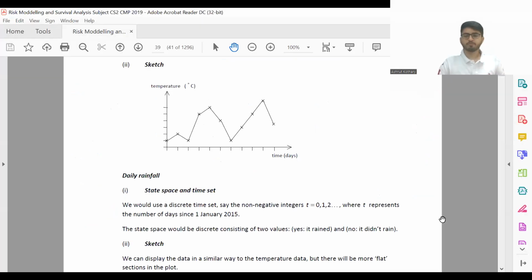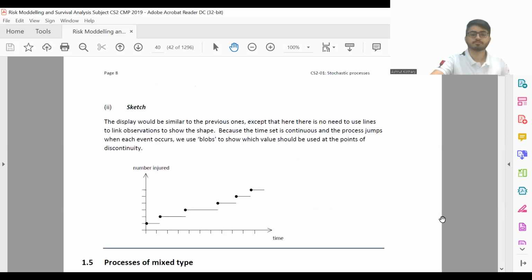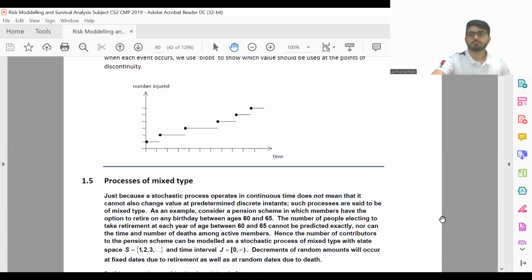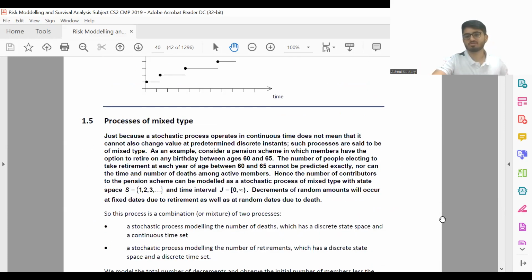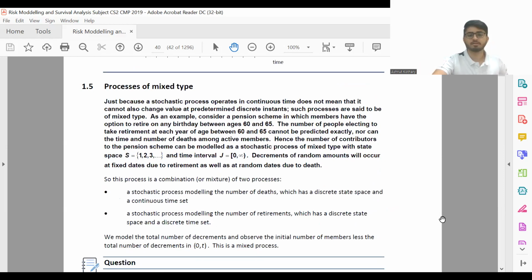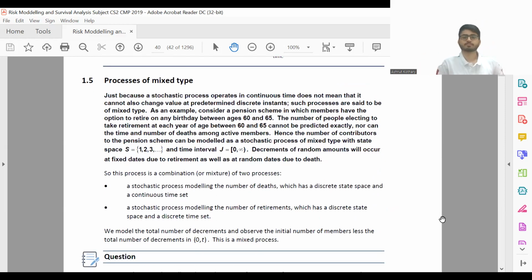Before moving to stationarity, we saw 4 possible combinations. One was discrete, discrete, then discrete, continuous, continuous, discrete, continuous, continuous. There is another type. So give that heading: mixed type process, or processes of mixed type. Either way you could do.